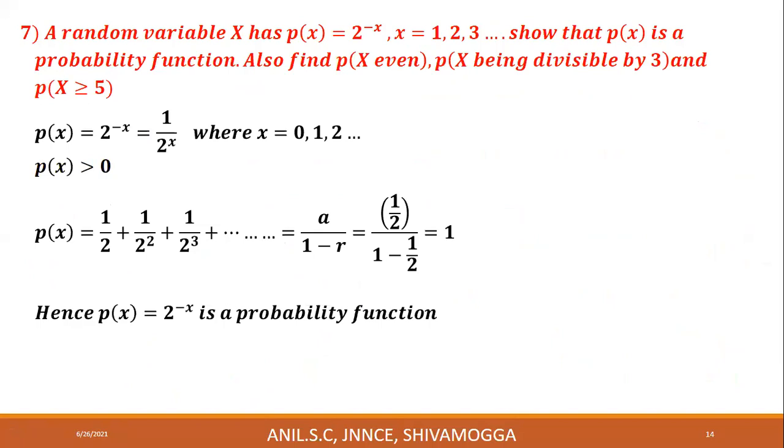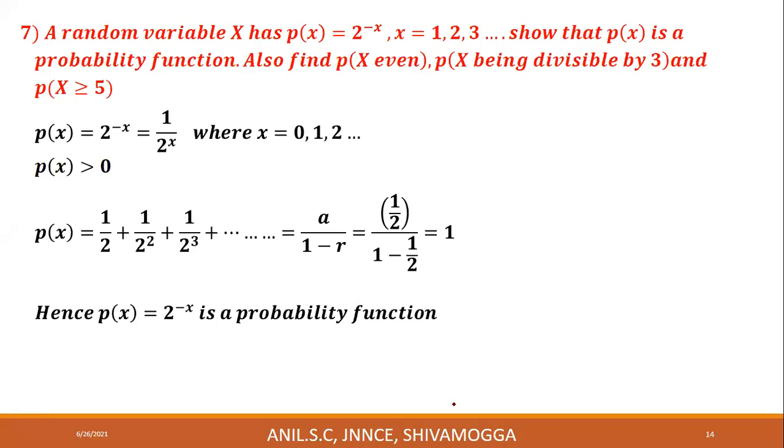This is a problem on continuous random variable. A random variable x has probability function p of x is equal to 2 power minus x, where x takes values 1, 2, 3, etc. First show that p of x is a probability function. Also find probabilities when x is even, x being divisible by 3, x greater than or equal to 5. This is the problem.